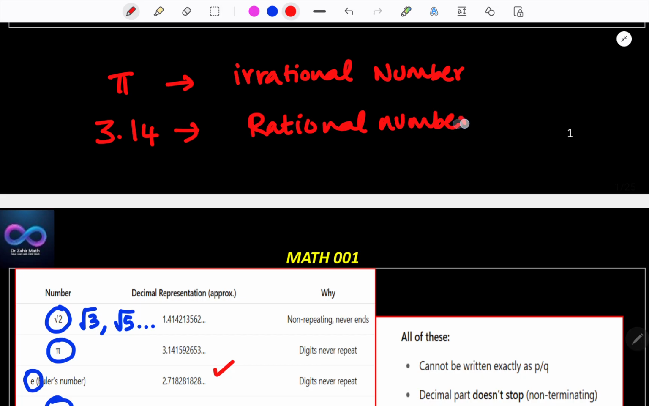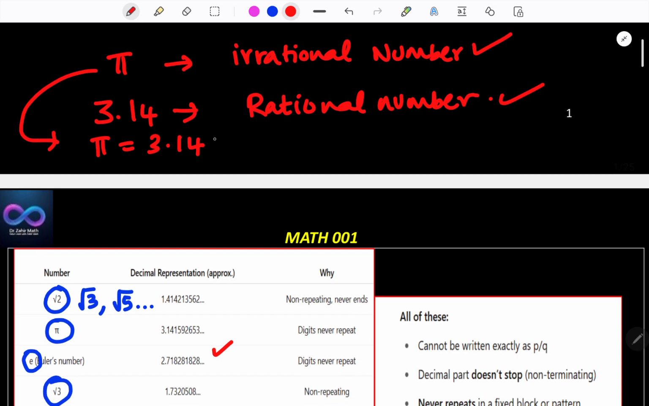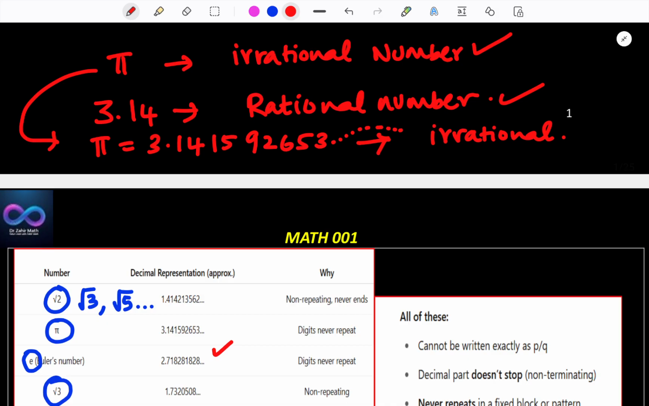How, teacher? 3.14 is a rational number? Yes. Then pi is an irrational number you are telling, and 3.14 you are not telling? No. Pi is equal to 3.14141592653. So this keeps going. So this is an irrational number. Keep in your mind, this is what I wanted to say. So pi is an irrational number, but 3.14 is a rational number.